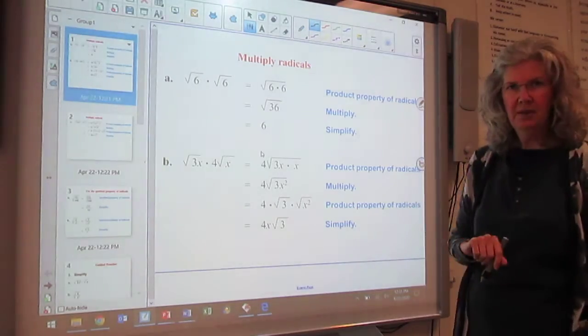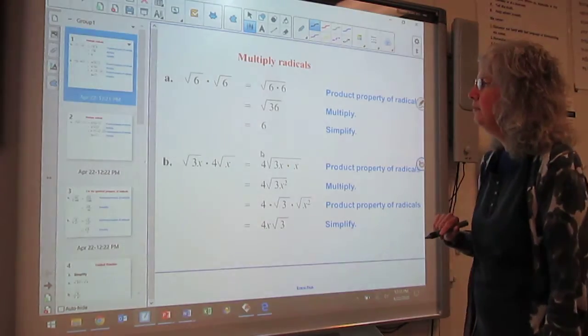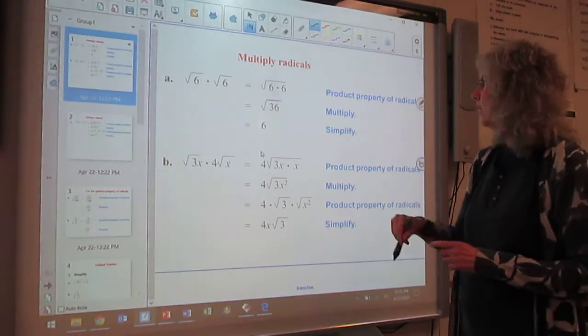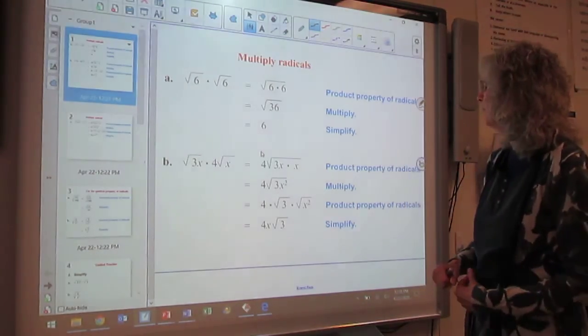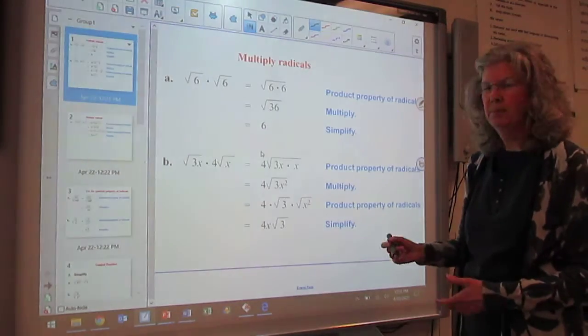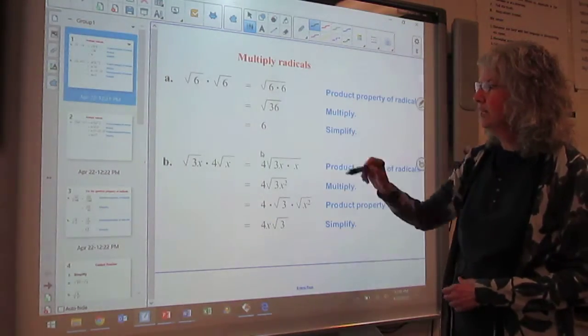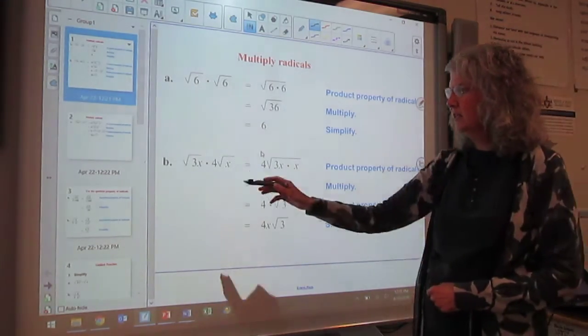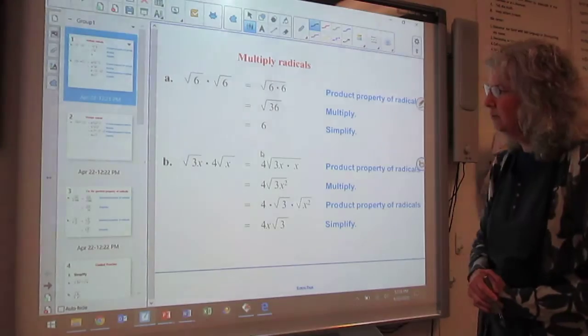Okay, so let's talk about multiplying radicals. A little bit of this is review. We have the square root of 6 times the square root of 6. We're going to apply the product property of radicals and put them both under the same radical, which becomes the square root of 36, which is 6. You know how to do that. Let's look at one a little more complicated.